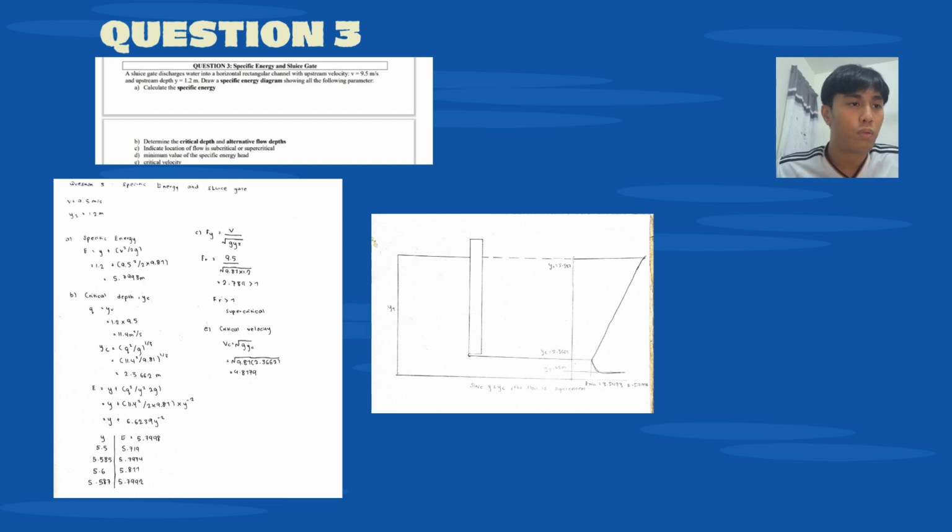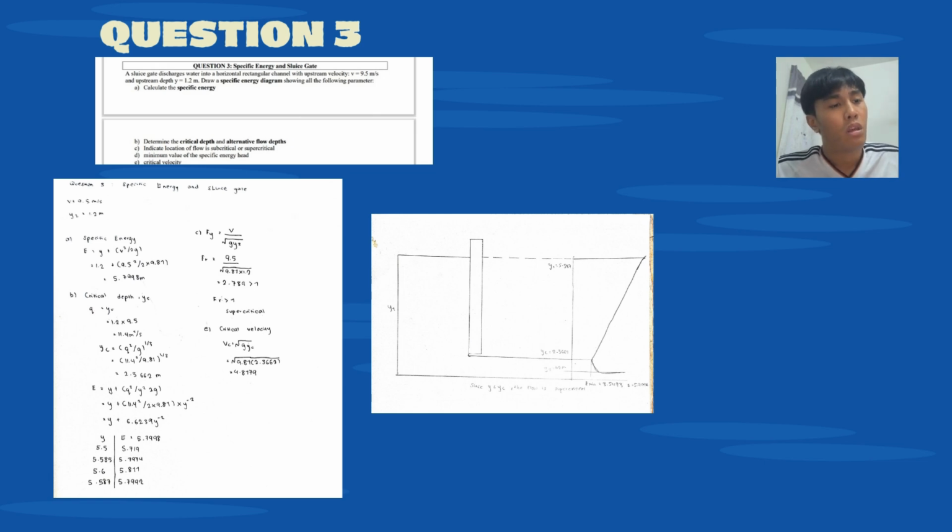For critical depth yc, we need to find Q first. So we get Q is 11.4 meter cubic per second, and then we need to find yc. The formula is Q power of 2 divided by g power of 1 over 3, and then we get 2.3662 meter.